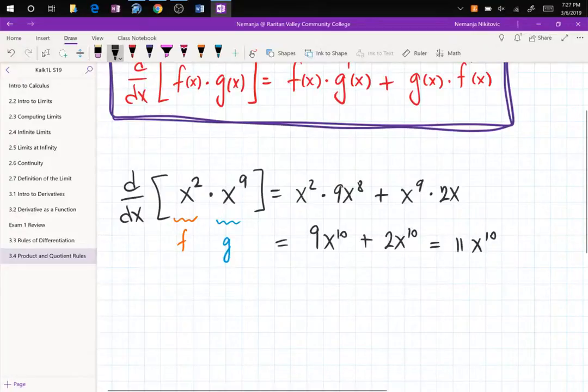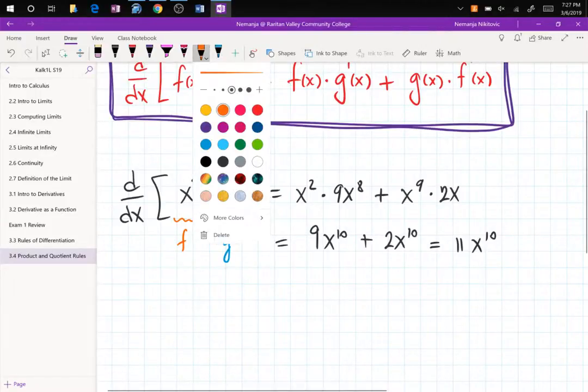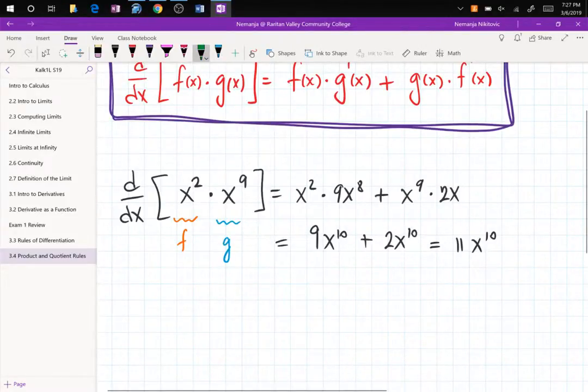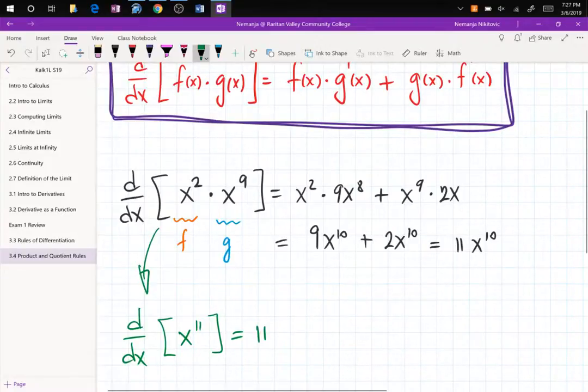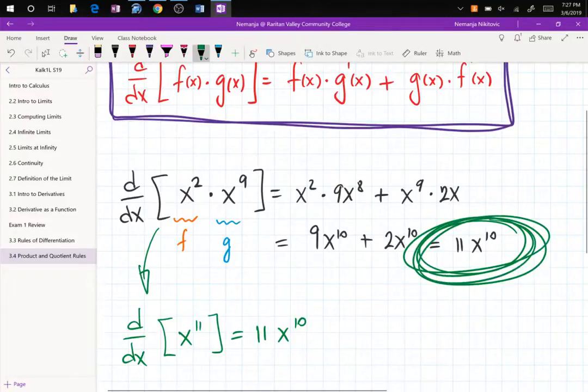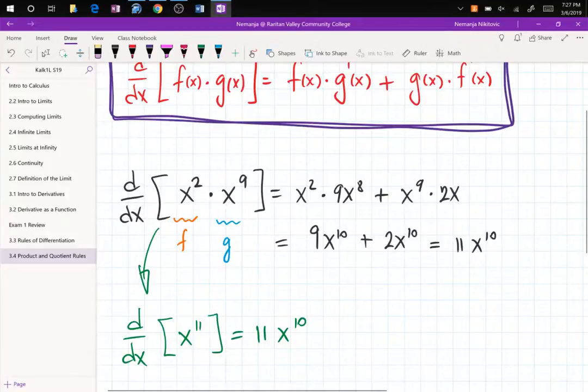Yes? You could have checked it by combining the two in the first place. I was about to ask that. Thank you for noticing. We are going to now do this problem by doing the algebra here. x squared times x to the 9 is x to the 11. And the derivative of x to the 11 is 11x to the 10. So these are the two ways in which you can do this problem.